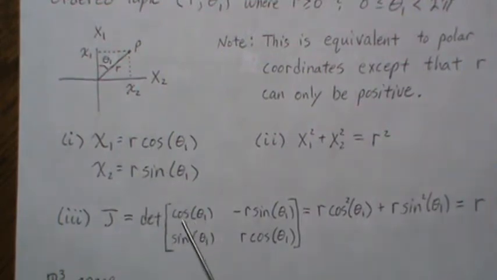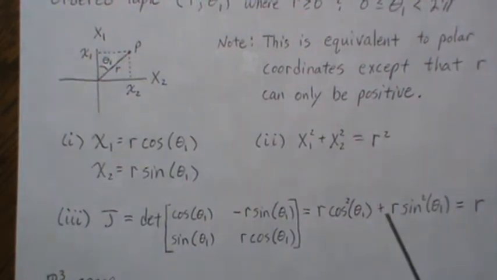Now the Jacobian of the transformation: it's the partial of x1 with respect to r, the partial of x2 with respect to r, the partial of x1 with respect to theta 1, and the partial of x2 with respect to theta 1. Then you take the determinant and you get this. And then it's actually the absolute value, and it's r. If you factor out an r here, you get cosine squared plus sine squared, and that's 1, so you get r.